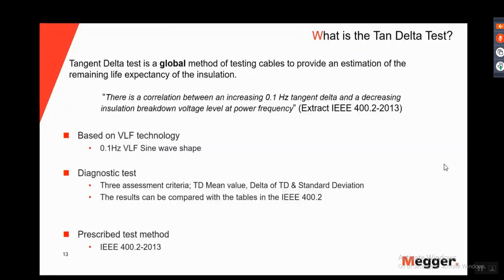Very important also for the tan delta test, we must use the VLF sine, and the frequency must be 0.1 Hertz. We cannot decrease the frequency when we are doing a tan delta test. We can do that in the VLF test, but we cannot do that when we are doing a tan delta test. The frequency must be fixed, and it will be 0.1 Hertz.